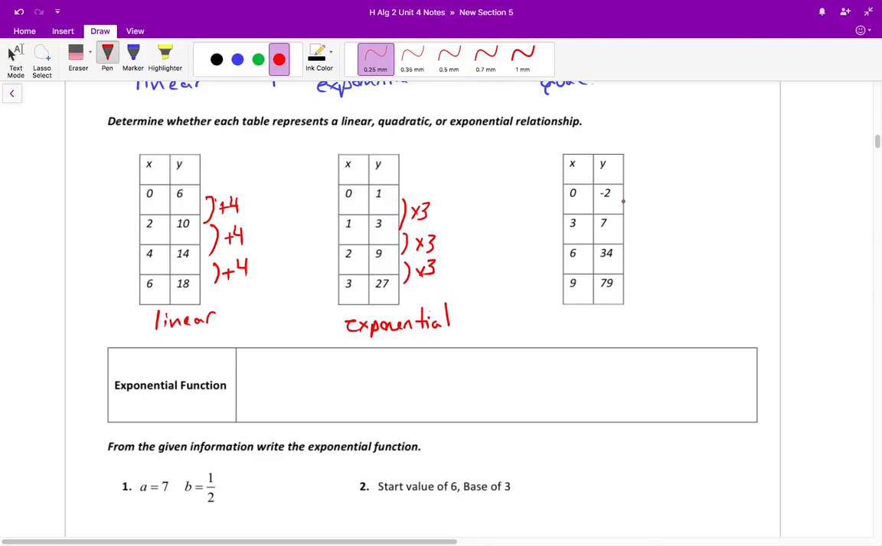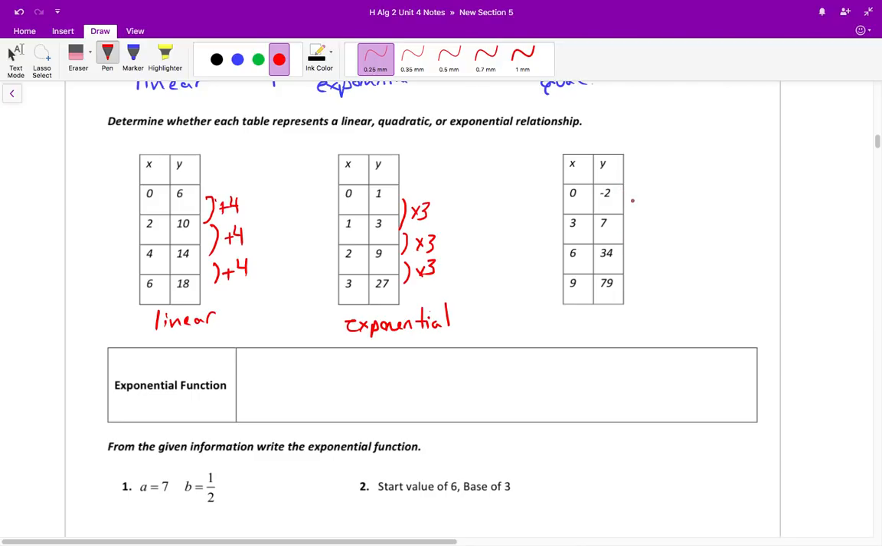Now, this last one here, to get from negative 2 to 7, always check for addition first. You'd add by 9. 7 to get to 34, you'd add by 27. So right away, it's not going to have a constant common difference. And for multiplying, to get from negative 2 to 7, you'd have to multiply by negative 7 over 2. 7 to get to 34, you'd have to multiply by 34 over 7. So you're not multiplying by the same number each time.